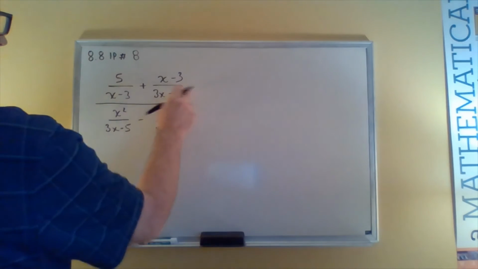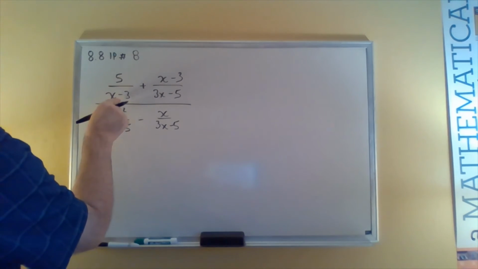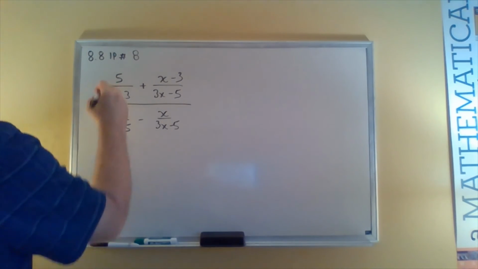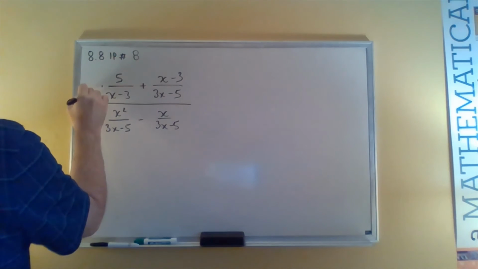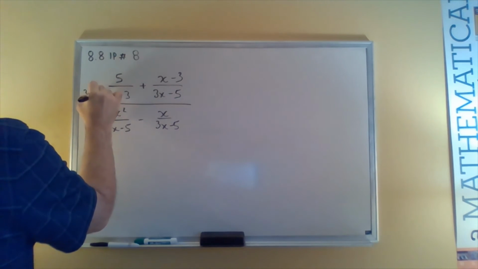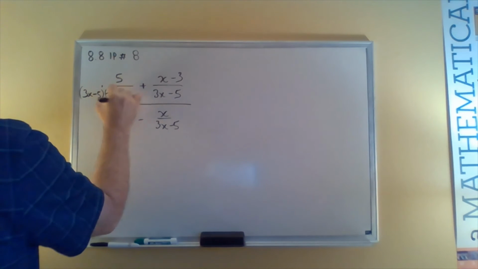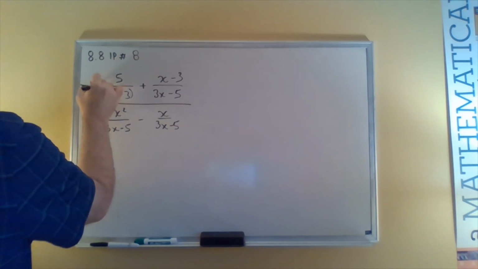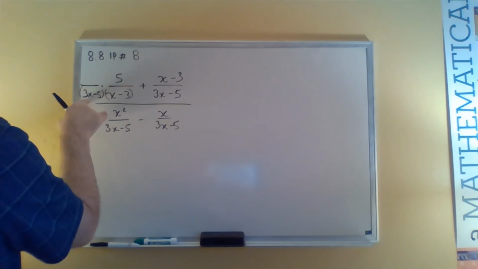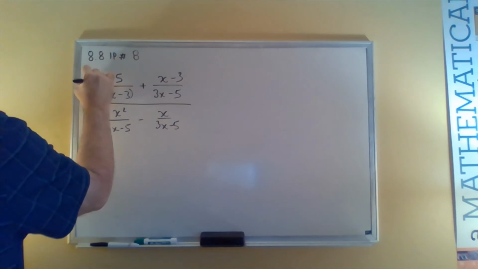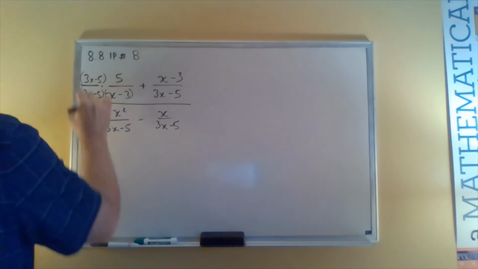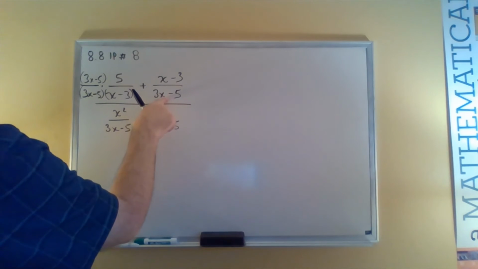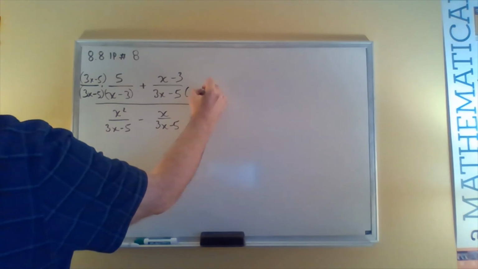So I'm going to need to get a common denominator up top here. It looks like it's going to be (x-3) times (3x-5). So I'm going to multiply my first fraction times (3x-5). I'm going to start using parentheses so I don't mess up here. And if I multiply the bottom by (3x-5), I have to multiply the top by (3x-5). Over here, I'm going to multiply this by (x-3).